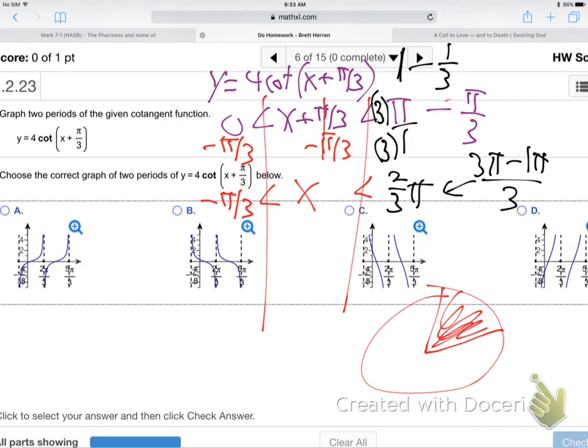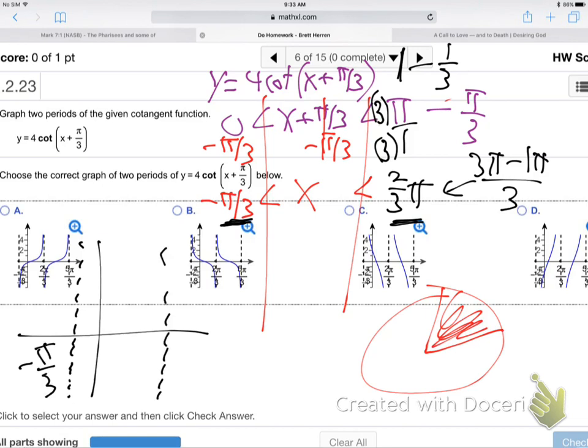All right, so any which way you want to get it, it ends up going from negative pi over 3 to 2/3 of a pi. So draw that graph. Negative pi over 3, and then a little bit further to the right of that, 2/3 of a pi. And cotan does the upside down, right in the middle of that. It's going to do the upside down snake. So which one is doing that?